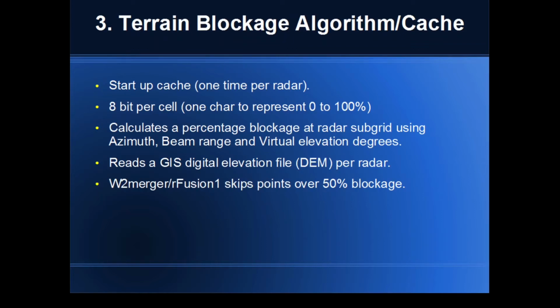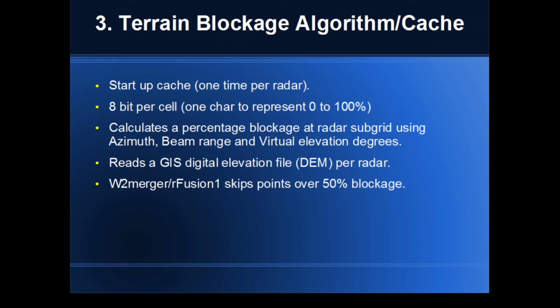A third cache we calculate on startup is the terrain blockage percentage cache. This requires reading in a digital elevation model or DEM file for a radar coverage area and then generating the percentage of blockage values for each 3D grid point. The nice thing is that this fits into a single character for a 0 to 100% blockage value, though we could up this to float level precision if we wanted to.